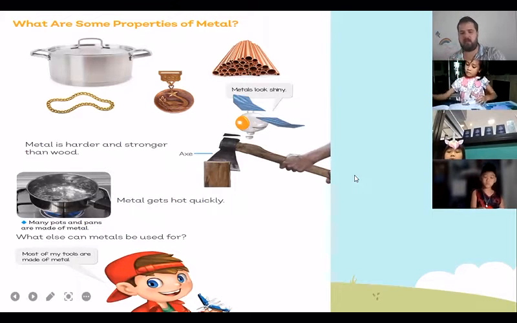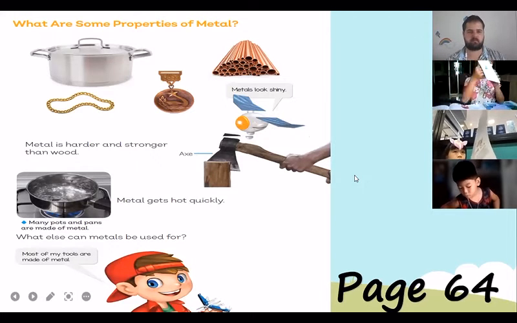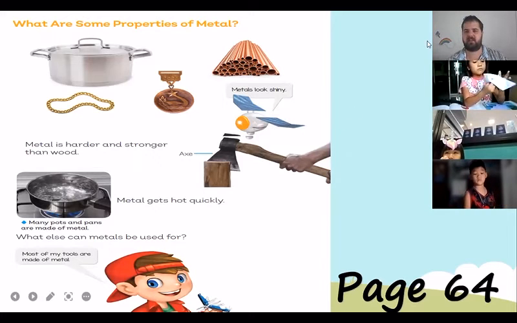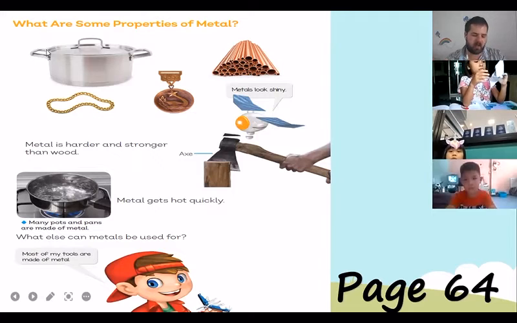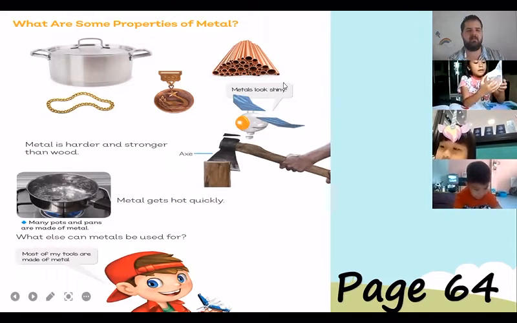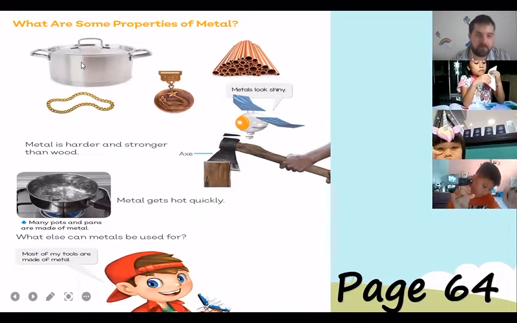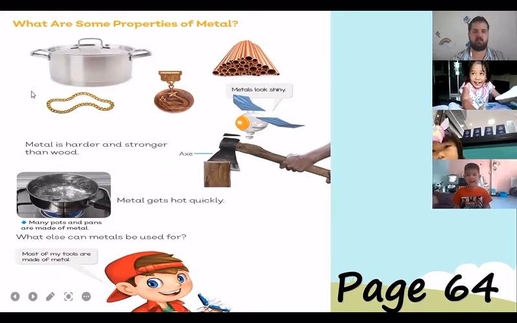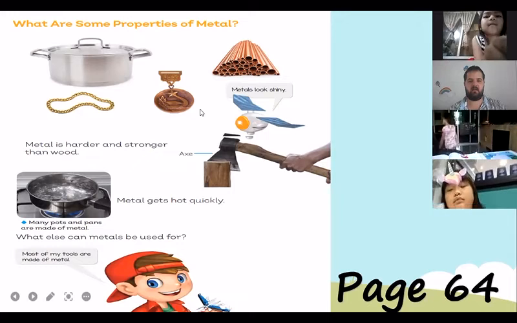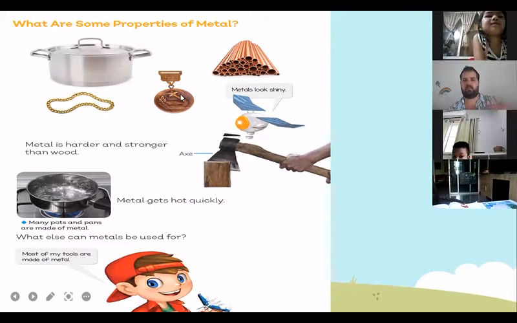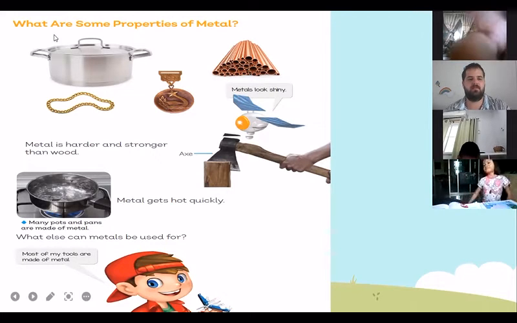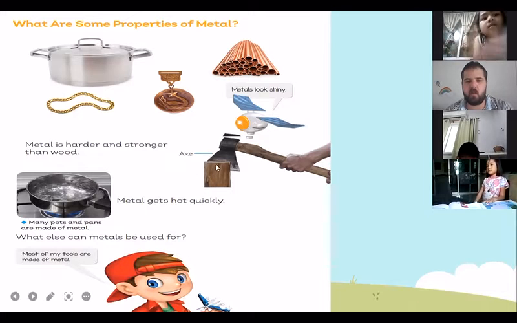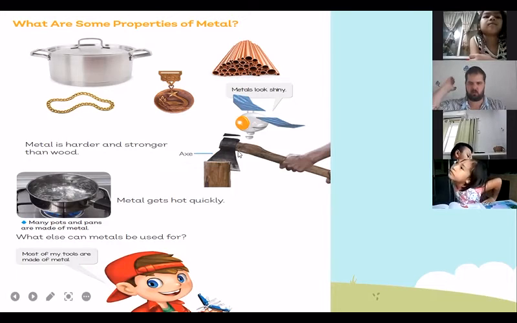Page 64. Okay, look, there's a boat made out of paper. So page 64. What are some properties of metal? So what is made out of metal? We have a pot. Then we have a necklace. Next we have a medal. This is what you put on your shirt, a medal. And last, a metal pipe. So these are things made out of metal. We also have an axe. You know what an axe is? Chop wood. Chop. Chop.